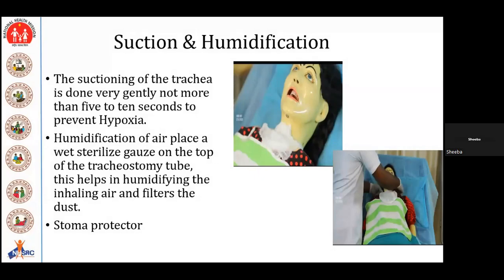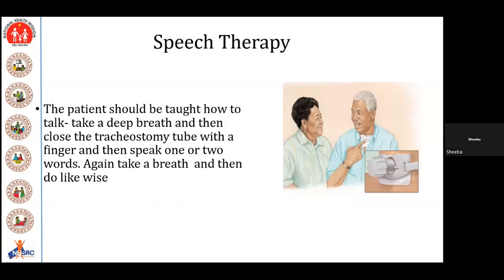And suction and humidification: dry cough is the most common problem here. Better you can take a netted cloth or gauze piece, soak it with normal saline, squeeze out the excess water, and put it on the tracheostomy area, so that the patient will get humidified air. Also you can use a stoma protector, and you can educate the patient about speech therapy also. They can speak at least 1 or 2 words. They can take a deep breath and speak 1 or 2 words. That is also something you can educate them about.